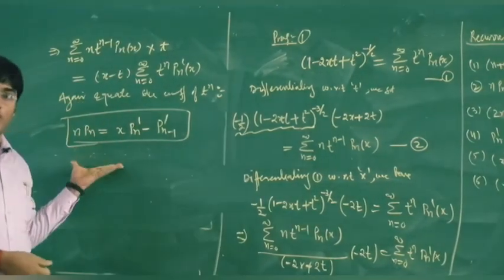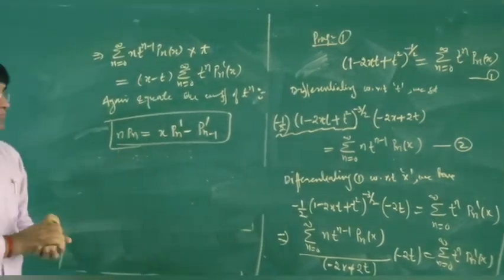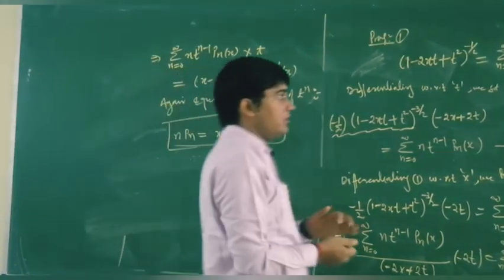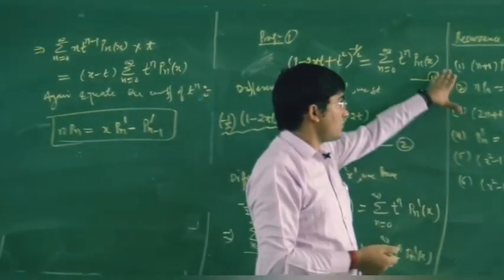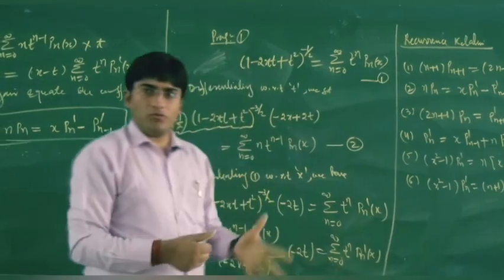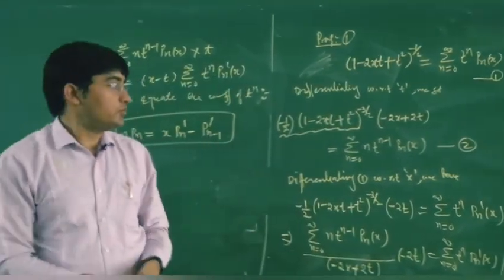Now this is the proof of recurrence relation number 1 and 2, and all the remaining 4 are just rearrangements of these 1 and 2. So I am not going to prove these remaining 4 recurrence relations.